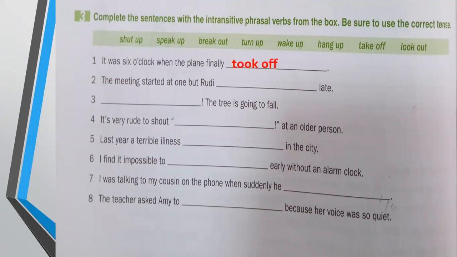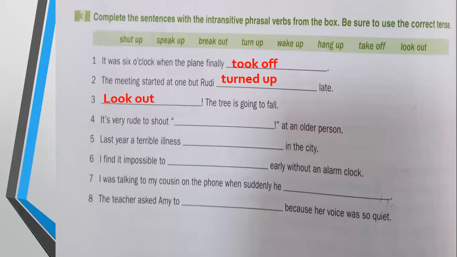The meeting started at 1. But Rudy late. Give me a phrasal verb that means arrived. Excellent. It is turned up. The tree is going to fall. So be careful. Give me a phrasal verb that means be careful. Excellent. Look out.